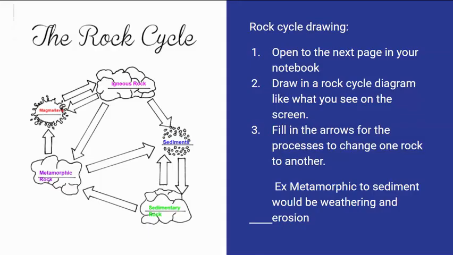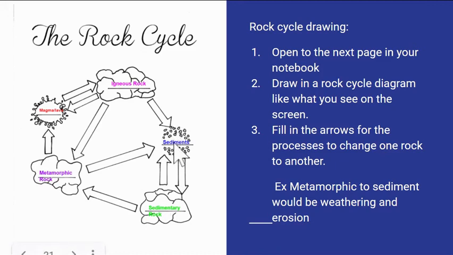for the notes. You are going to be putting in a rock cycle diagram in your notebook. Step 1, open to the next page in your notebook. Step 2, draw a rock cycle diagram like what you see on the screen right here with igneous rock, sediments, sedimentary rock, metamorphic rock, and magma and lava. Include all of the arrows. Step 3, fill in the arrows for the processes to change one rock to another. So what process is going to turn igneous into sediment, or sediment into sedimentary, or sedimentary into metamorphic? Make sure that all these arrows are filled in.